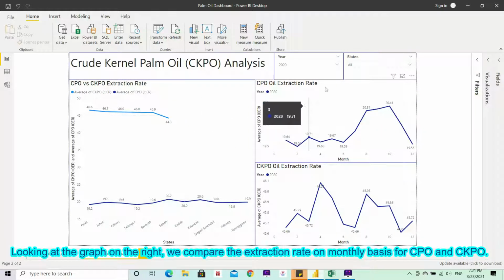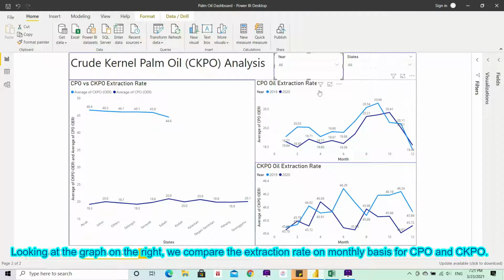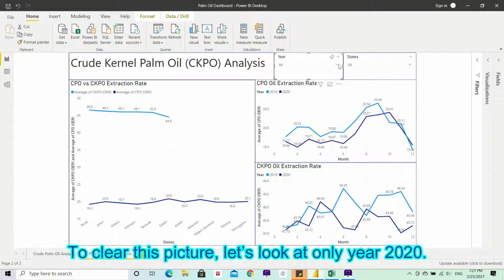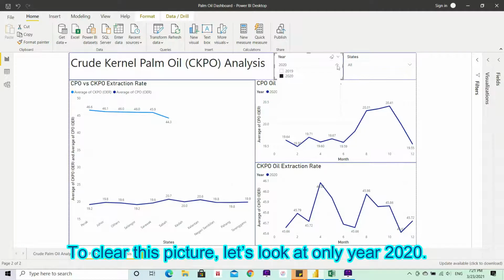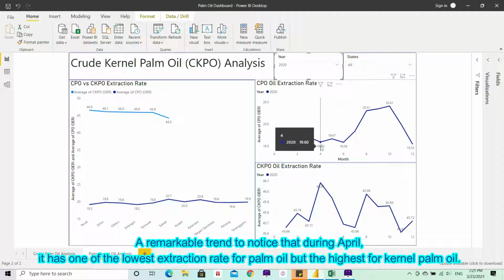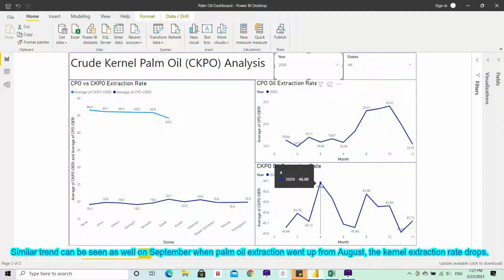Looking at the graph on the right, we compare the extraction rate on a monthly basis for CPO and CKPO price. To clear the picture, let's look at only year 2020. A remarkable trend to notice that during April, it has one of the lowest extraction rate for palm oil, but one of the highest for the kernel palm oil extraction. Similar trend as well on September, when the palm oil extraction went up from August, the kernel extraction rate drops.